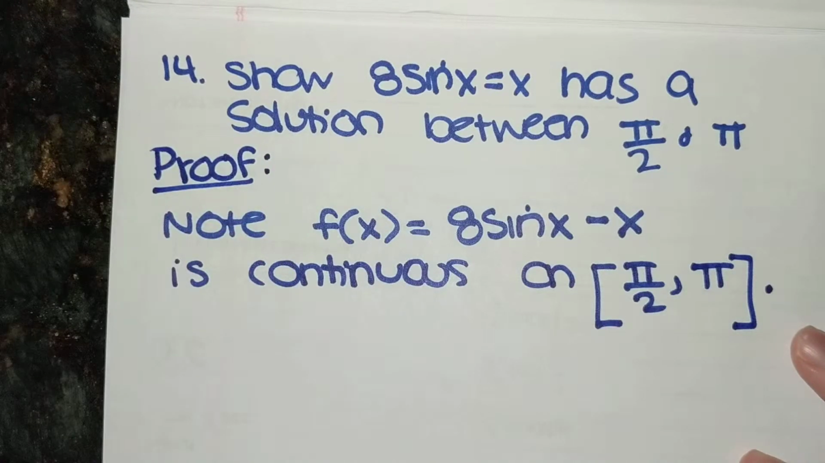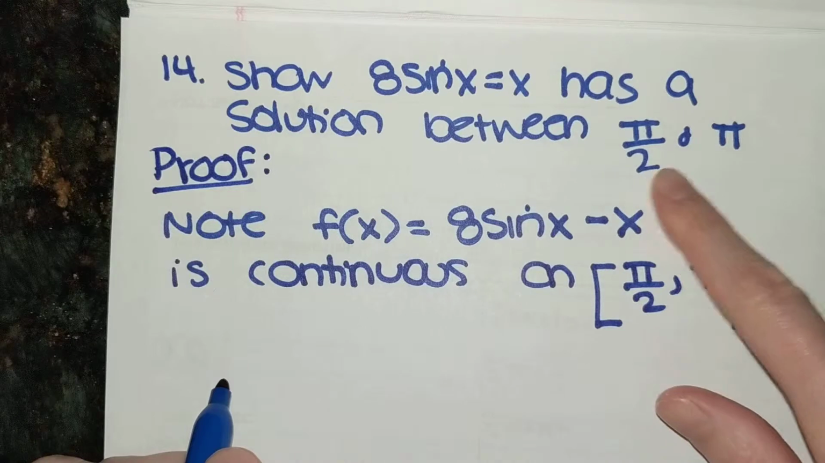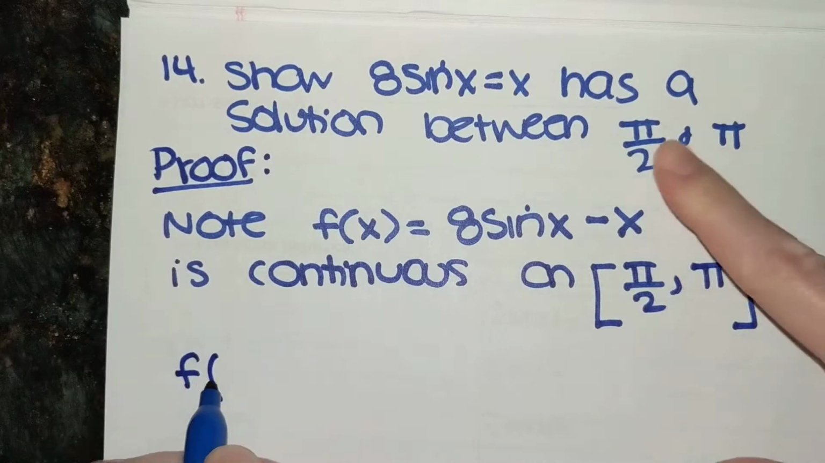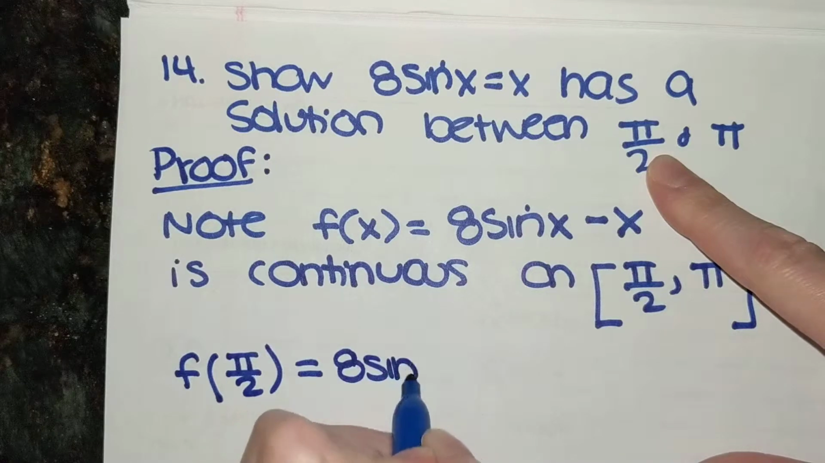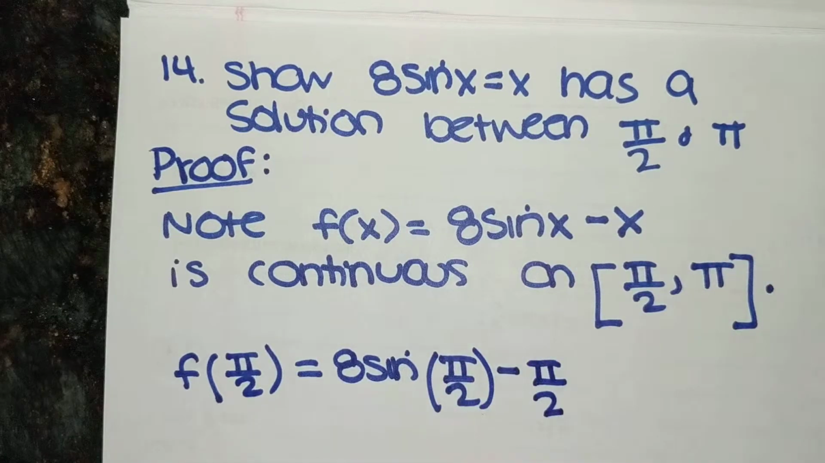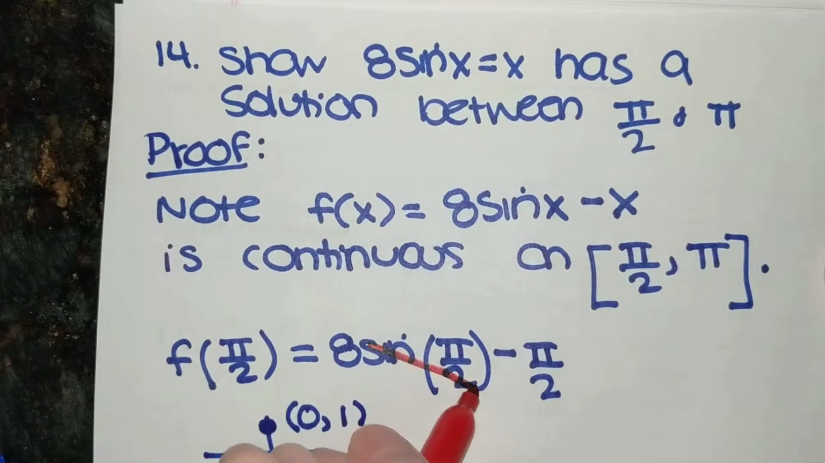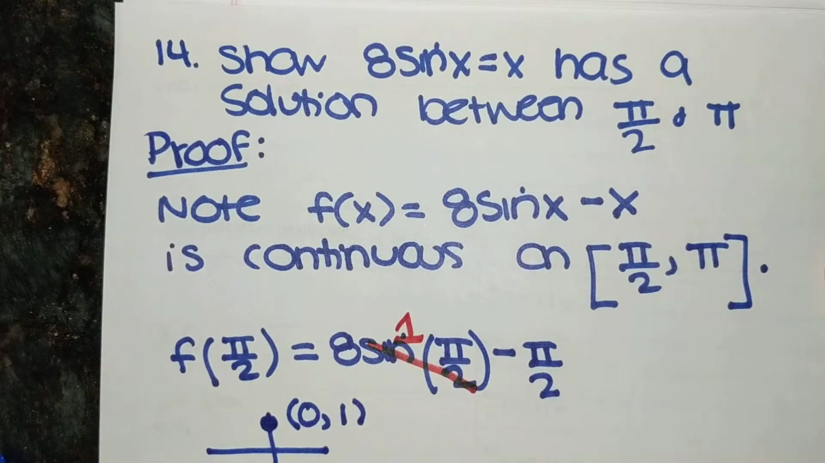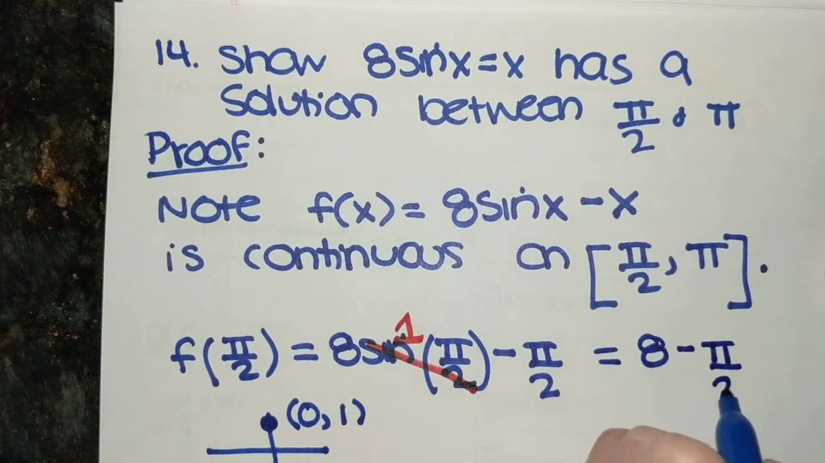Now, the second step is that you need to show that there is a sign change in f of x over this interval. So you'll plug in pi over 2 into f, and here is where you need your unit circle. So if you look on your unit circle at pi over 2, you're at 0, 1, and your sine coordinate would be 1. So this is going to become a 1, so you will have 8 times 1, so just 8 minus pi over 2.